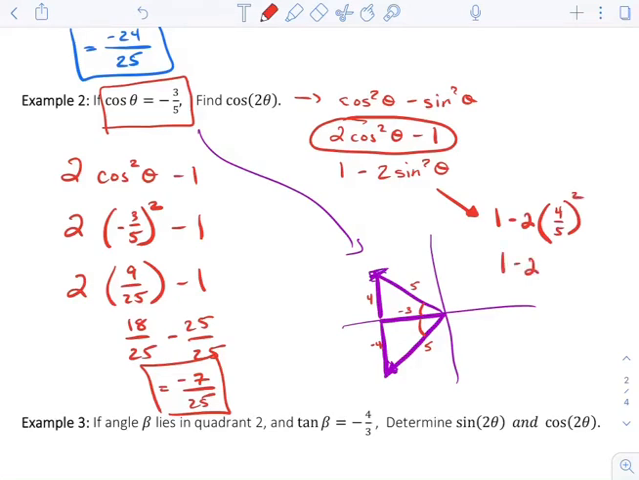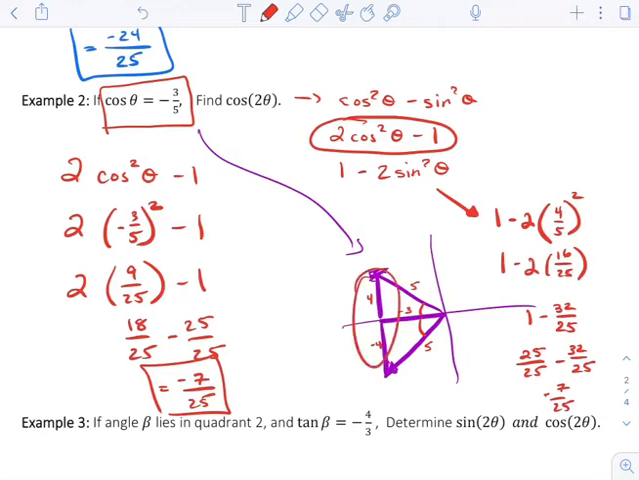And when I solve it through, you would get 16 over 25, 1 minus 32 over 25. Get common denominators, 25 over 25 minus 32 over 25, and we still get negative 7 over 25. So a little bit of extra work. However, we ran into a little bit of a problem. We didn't know whether it was going to be positive or negative.